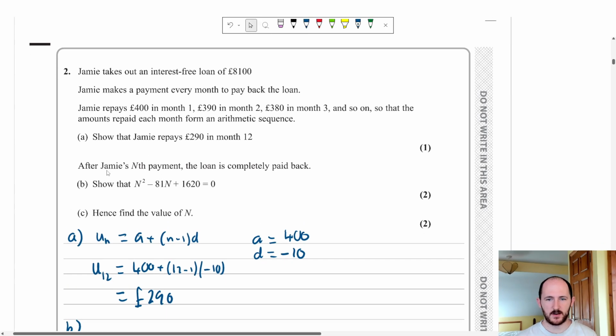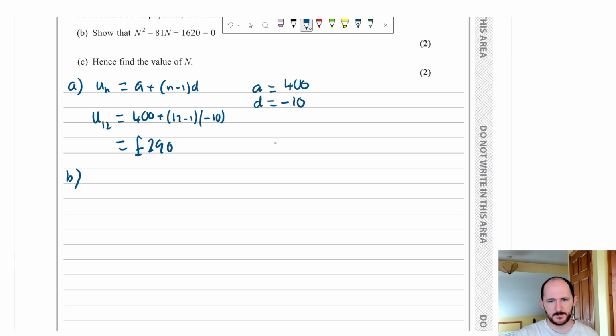However, it says after Jamie's nth payment, the loan is completely paid back. Show that this expression here. It's kind of hard for students to see the link between this sentence and this part of the question. So instead, just focus on the sentence and forget about the expression until later. After Jamie's nth payment, the loan is completely paid back. So what does that mean? That means in total, he's paid back £8,100. In other words, Sn equals 8,100. And now you can see what we have to do.